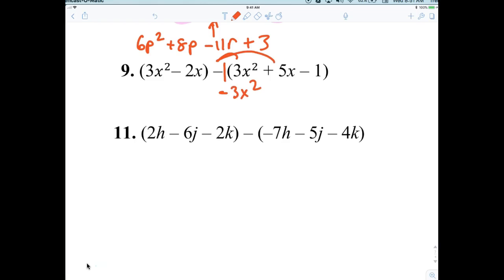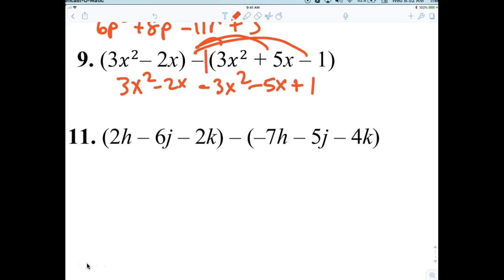Negative 1 times positive 5. Negative 1 times negative 1. I understand that. I just don't understand why you changed the negative sign that you're distributing, why you made it plus. So you want to keep it negative? No. Because look, you don't put double signs anywhere. You with me? So technically there should be a plus sign here. Plus a negative, we don't say that. All right?